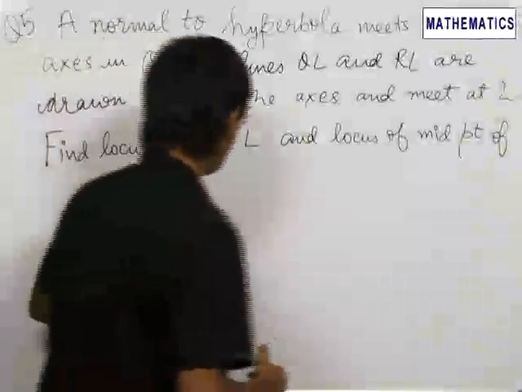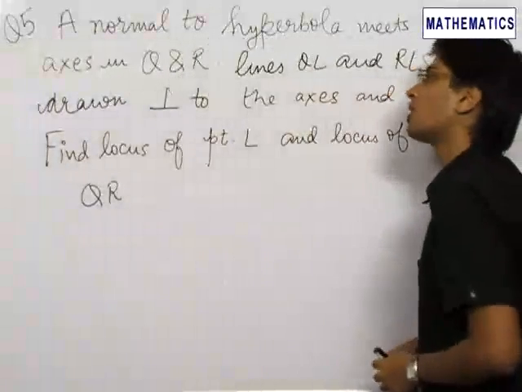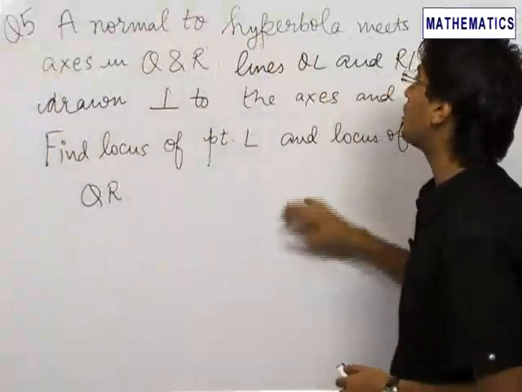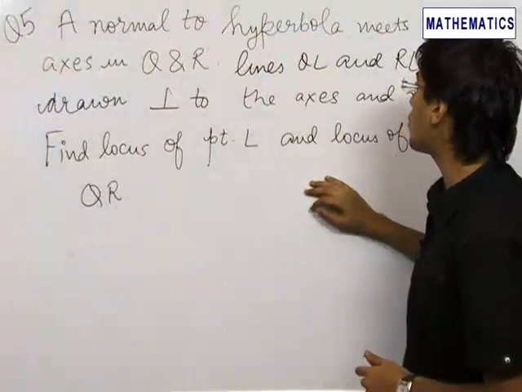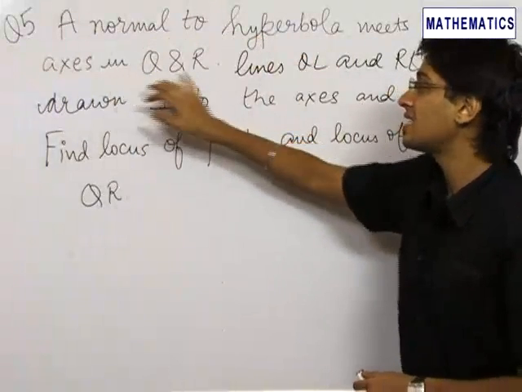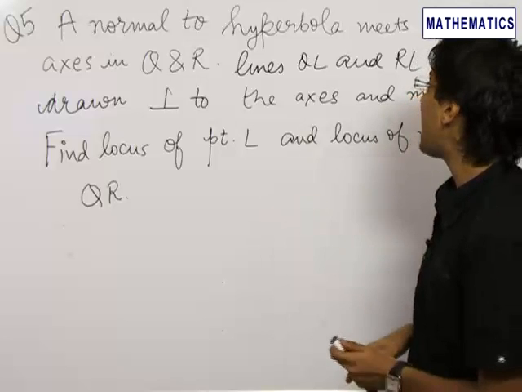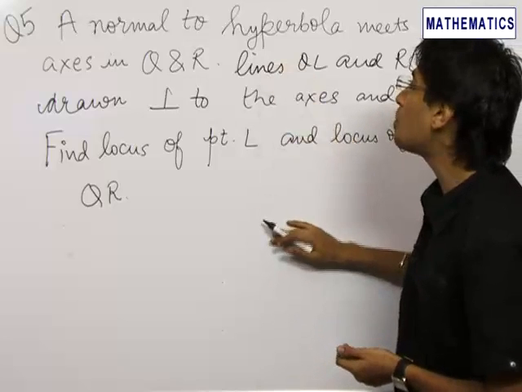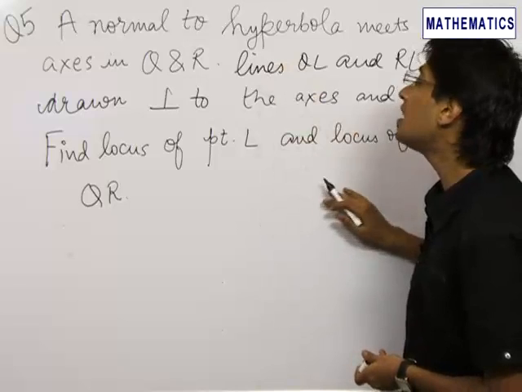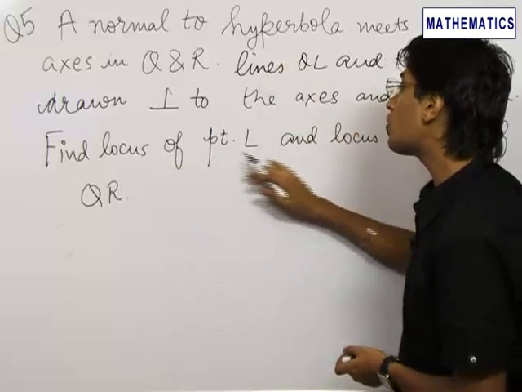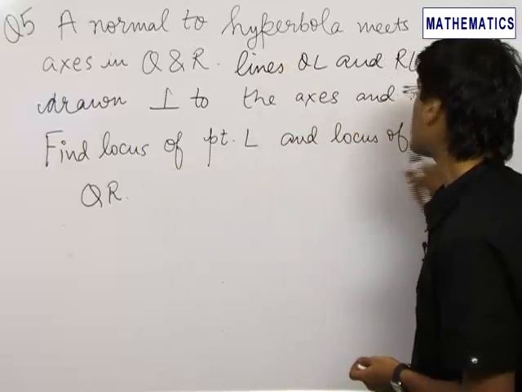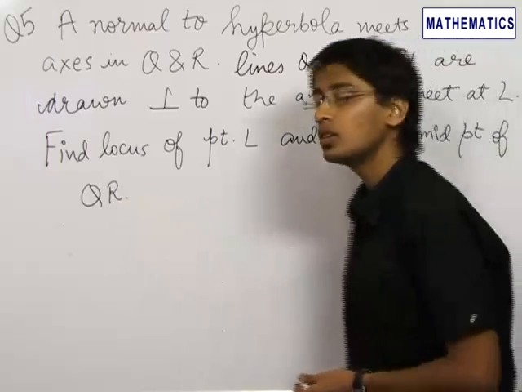Our next problem is also a typical locus problem. We are given that a normal to the hyperbola x square by a square minus y square by b square is equal to 1 meets the axis in Q and R. Lines QL and RL are drawn perpendicular to the axis and they meet at L. Find the locus of point L and the locus of the midpoint of the line QR.